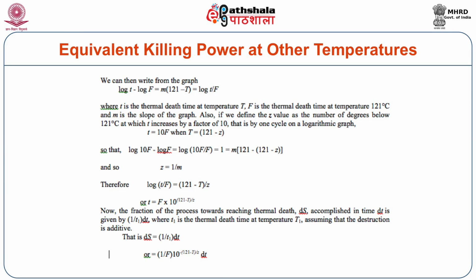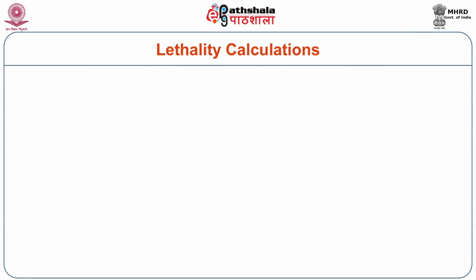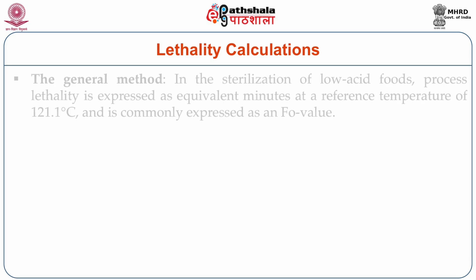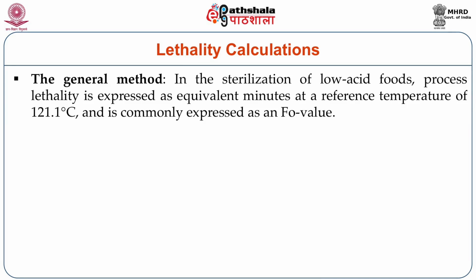As you have seen from the slide, the formulas are given and the inputs in the formulas are explained. After understanding the thermal death time and the equivalent time, let us now try to understand the lethality calculations in terms of heat transfer. We have the general method. In sterilization of low acid foods, the process lethality is expressed as equivalent minutes at a reference temperature of 121.1 degrees centigrade and is commonly expressed as F0 value.